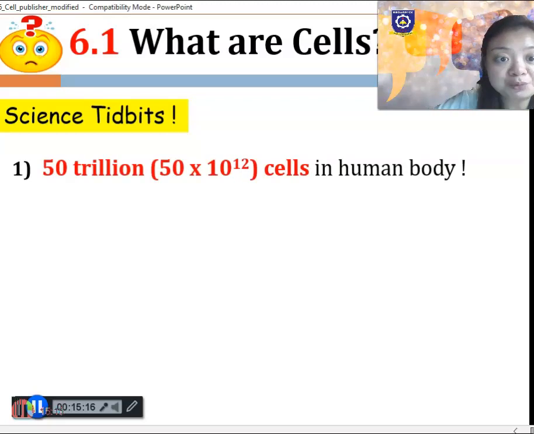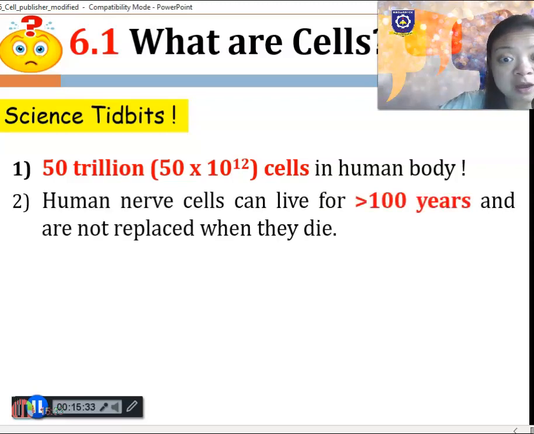All right, so before we end our exciting lecture about cells, you might be wondering, did you know that you have 50 trillion cells in your human body? We're not talking about millions. We're not talking about billions. We are talking about 50 trillion cells. Now, that is probably many, many cells in your human body, and that's why we are multicellular organisms.